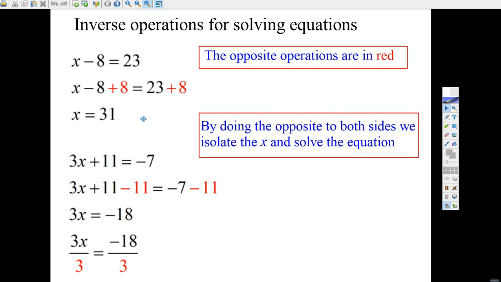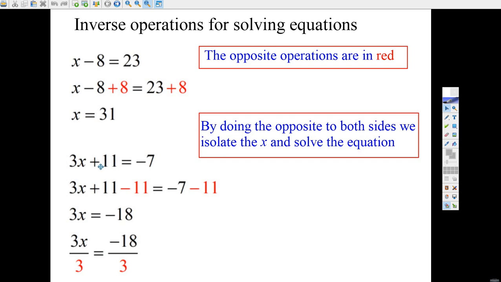But to show how an inverse operation will give you the answer, you see that 8 is being subtracted, and the opposite of subtracting is adding. So we add 8, and we do the opposite to both sides. You see the opposite operation is in red here. Minus 8 plus 8 equals 0, and 23 plus 8 gives you the answer, 31. By doing the opposite to both sides, we isolate the x and solve the equation.